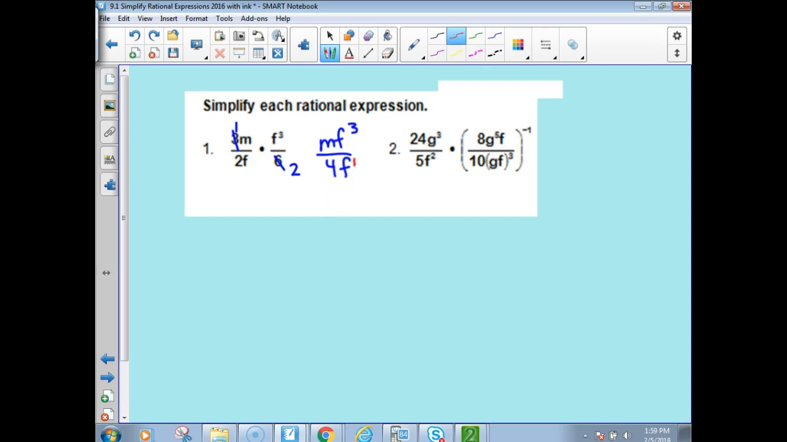You can then say, well, that's f to the 1st on the bottom. If I subtract the exponents, I'll have m f to the 2nd over 4. That'll be the end of that one.